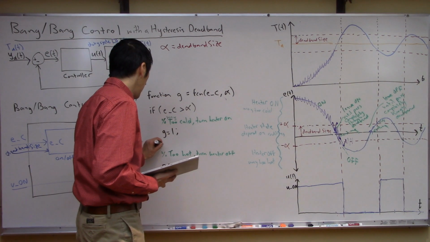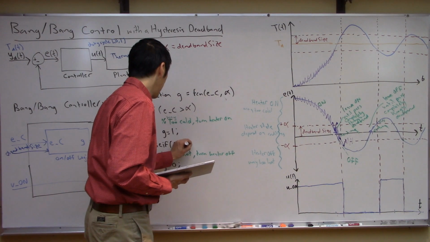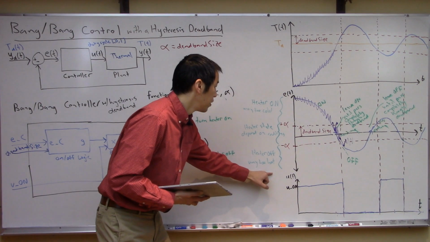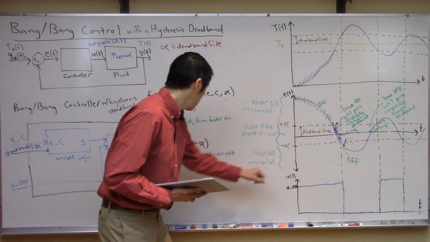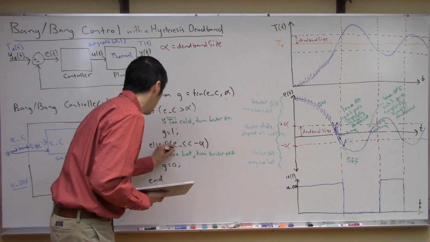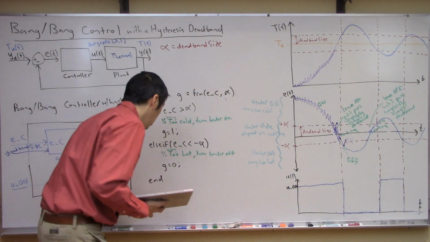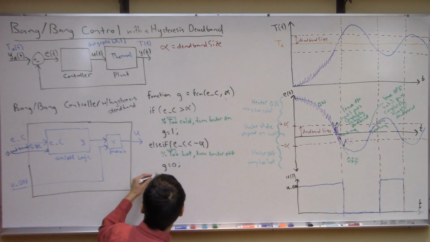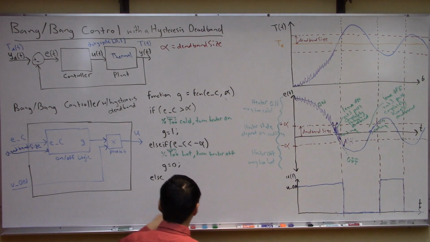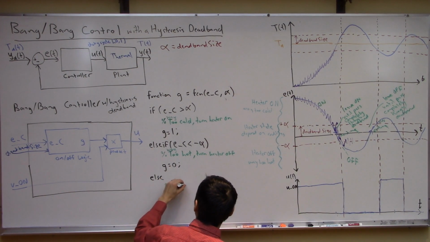Else, let's change this to an else if. Else if your error is less than negative alpha, that's down here. This is now when you're way too hot. So let's modify our little comment here. It's not just too hot, it's way too hot. So again, you turn the heater off. That's great. Now, let's modify this. Else, the only other thing that could happen now is we need some logic for what to do when you're in the deadband. So now we're in the deadband.